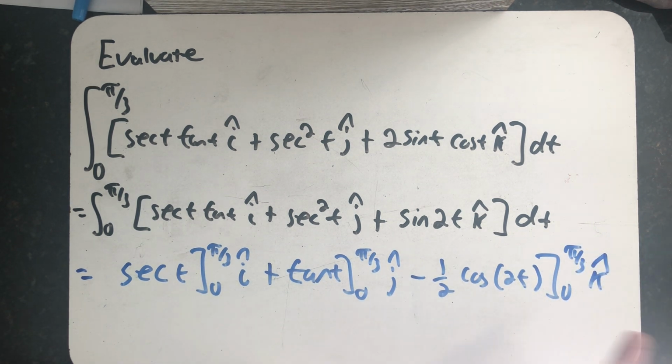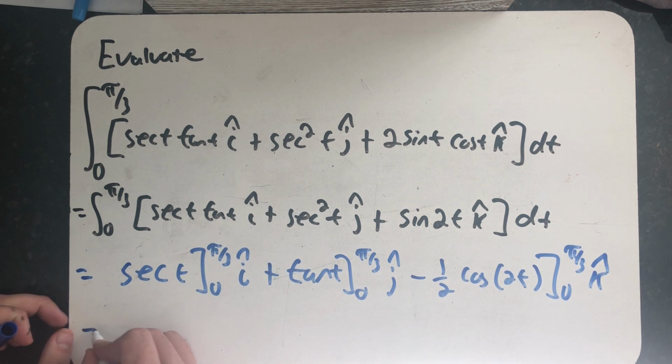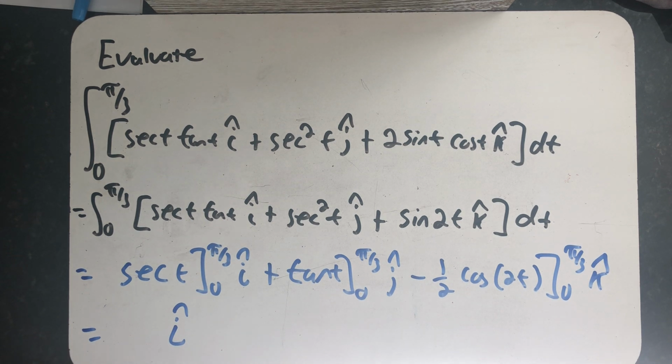So now we need to evaluate these. The secant of pi thirds is 2. The secant of 0 is 1. 2 minus 1 is 1i. So in the i component, we just have 1. Let's see. The tangent of pi thirds is square root of 3. The tangent of 0 is 0. So in the j component, we have the square root of 3.